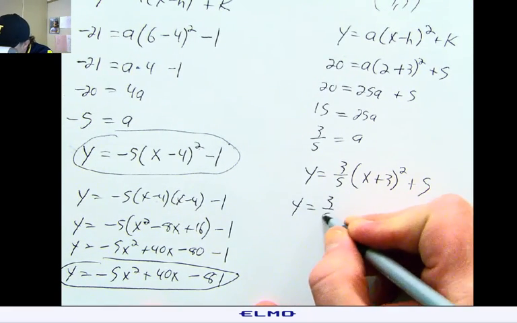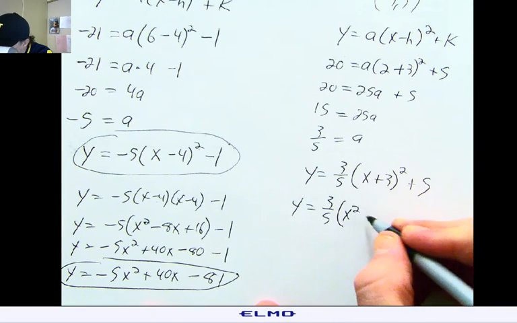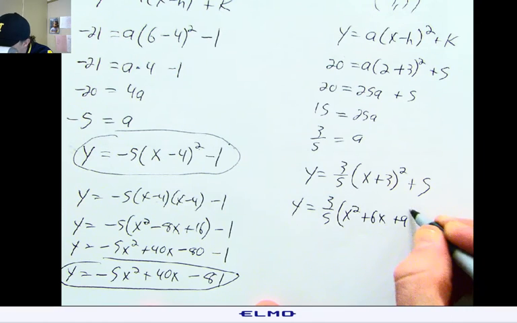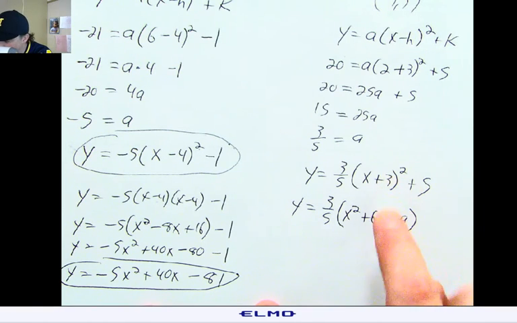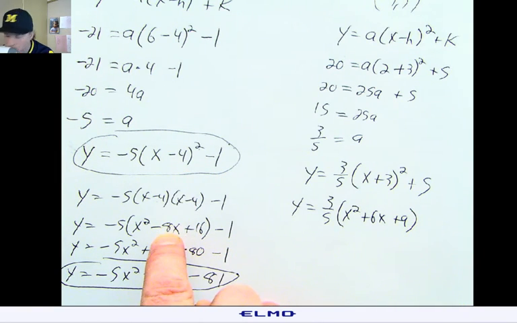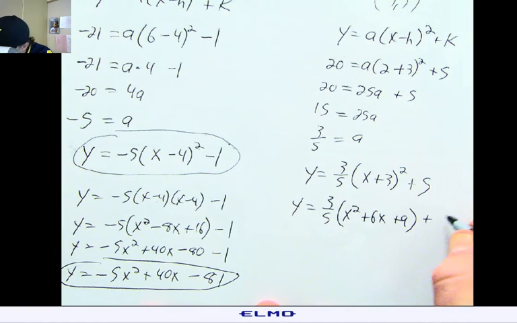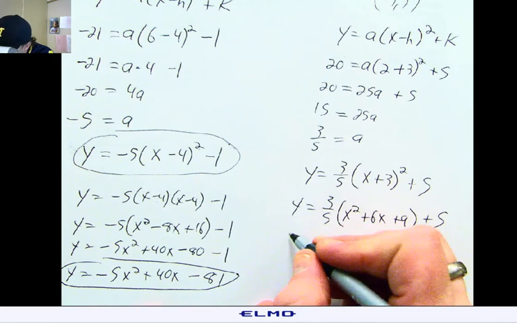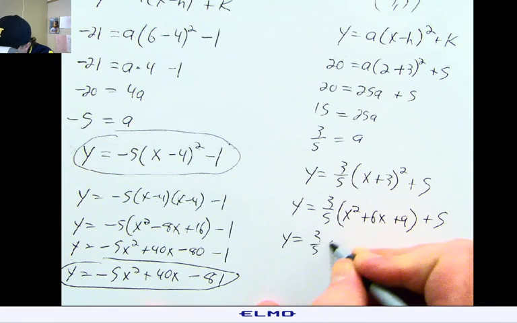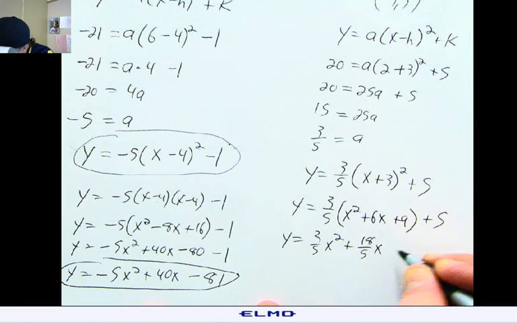So 3/5. Now, I personally can do this. X squared plus 6x plus 9. 3 plus 3 is 6. 3 times 3 is 9. Same thing as before: negative 4 plus negative 4 is negative 8, negative 4 times negative 4 is positive 16. That's how I do it. Plus 5. Y equals 3/5 x squared plus 18/5 x plus 27/5 plus 5.